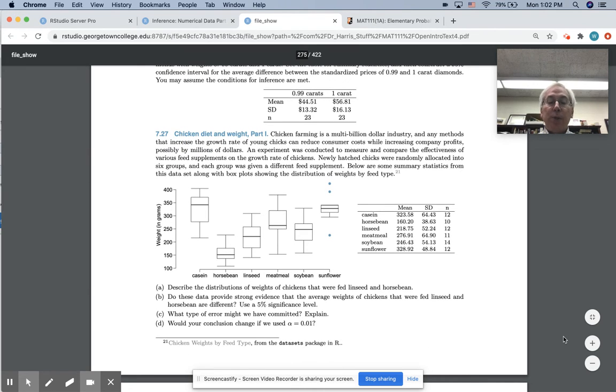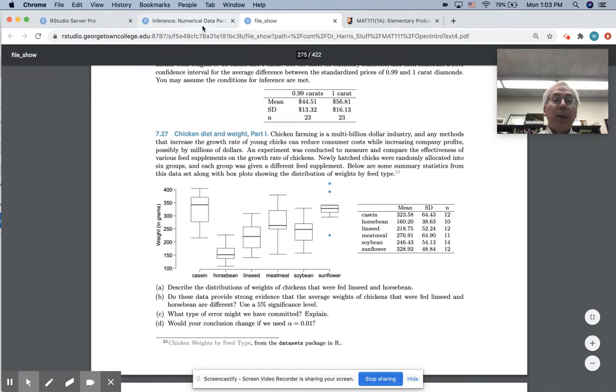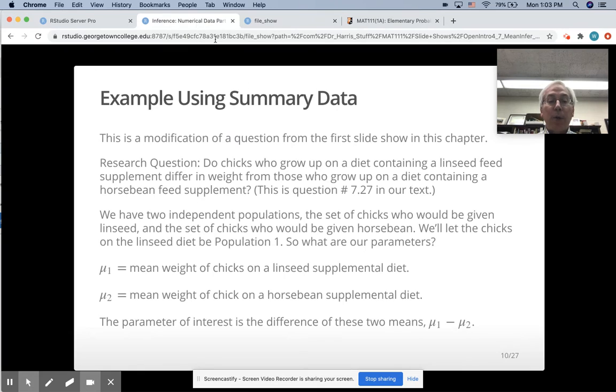The two groups that we're looking at here are the horse bean and linseed groups, the second and third in our list. And so we're asking, do we detect a difference in the mean weights of chicks that grow up on these two feeds? We'll come back to these box plots in a couple of minutes, but I just want to give you a chance to read this question a little more carefully if you don't have your book turned to page 275 right now. We're going to try to find out if there's a difference in the mean weights of chicks that grow up on these two feeds.